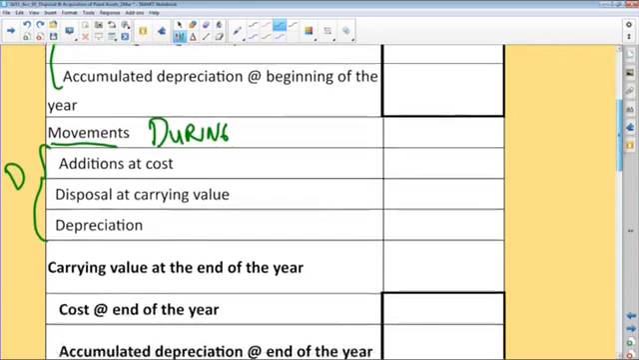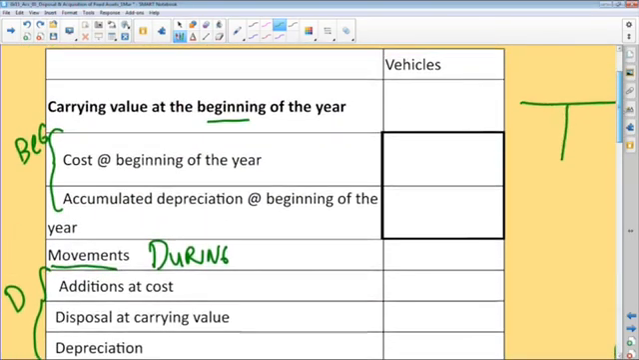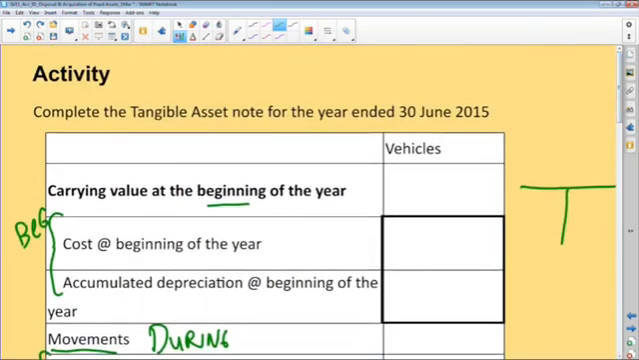And then finally, your tangible asset note also looks at the end of the financial year. End of the financial year, back to your ledger account. You always balance your account at the end of the year. You've got a closing balance. So similarly, this particular note then focuses on the end of the year. So can you see this note is simply your T account in a different format. Okay, just remember that.